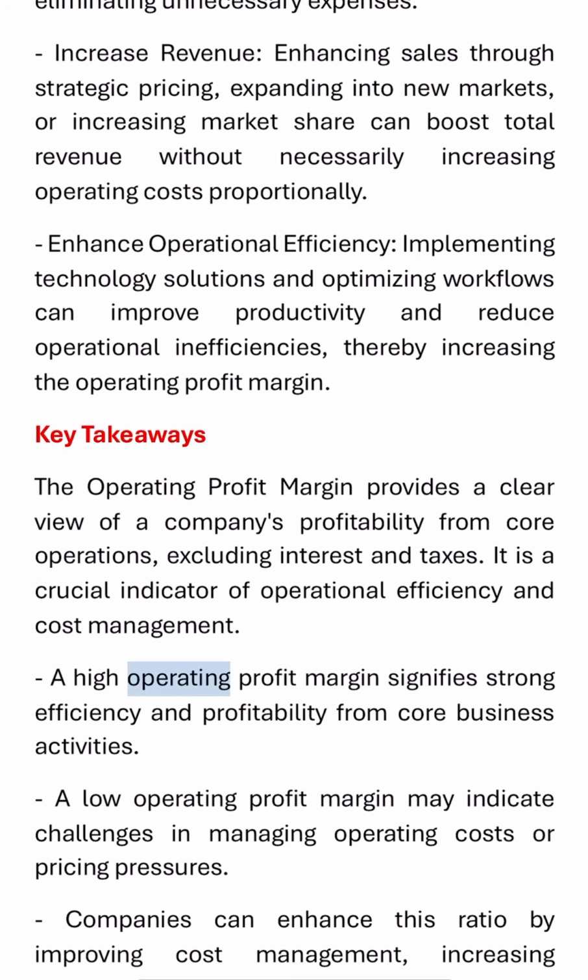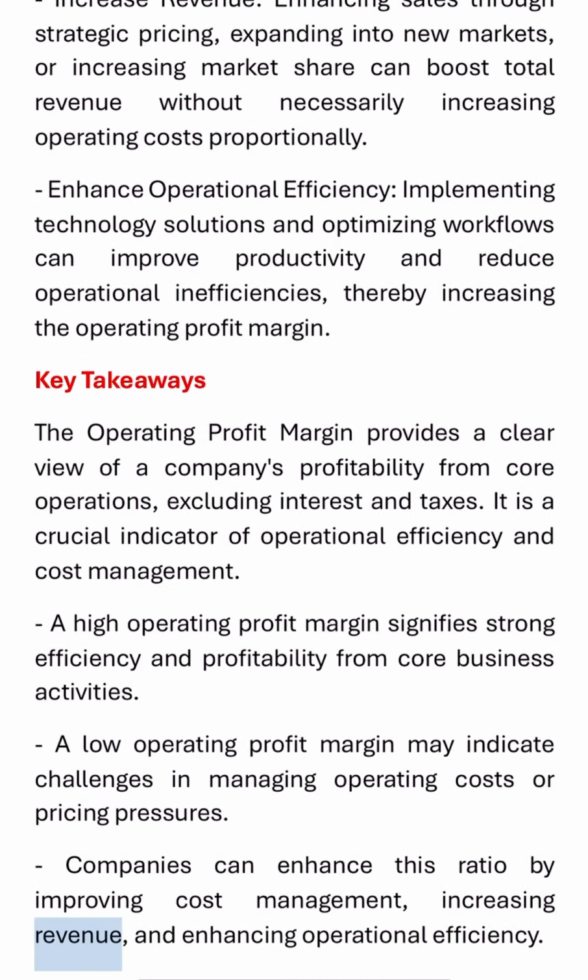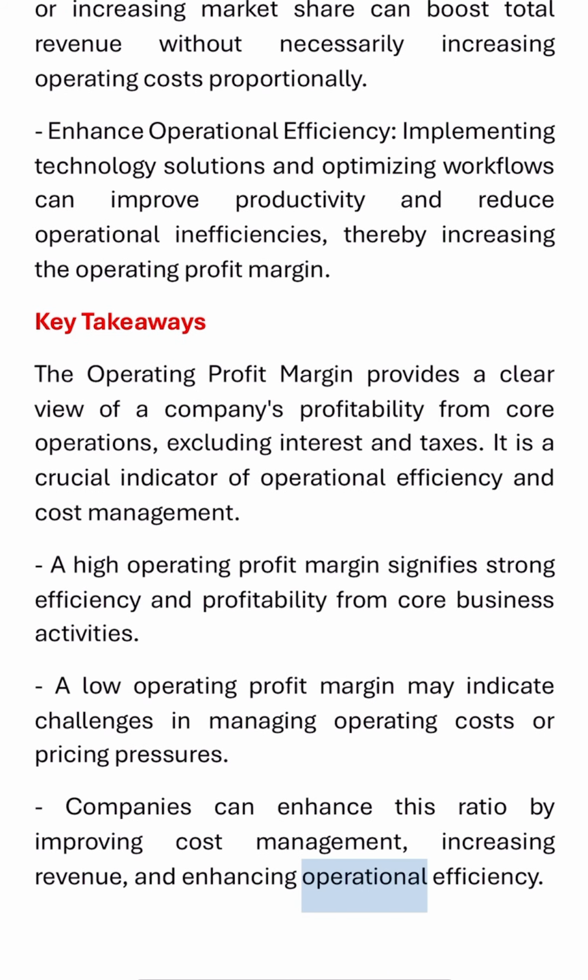A high operating profit margin signifies strong efficiency and profitability from core business activities. A low operating profit margin may indicate challenges in managing operating costs or pricing pressures. Companies can enhance this ratio by improving cost management, increasing revenue, and enhancing operational efficiency.